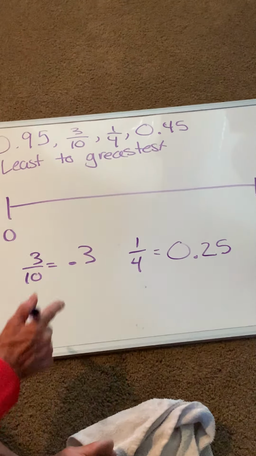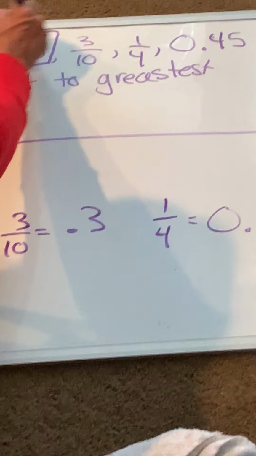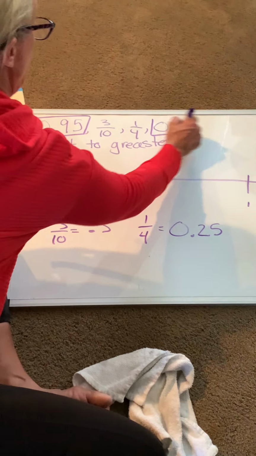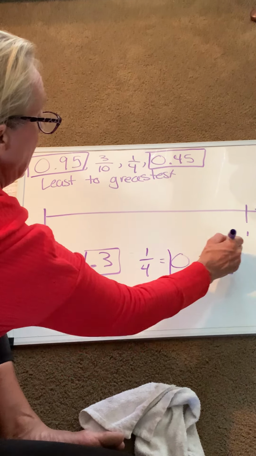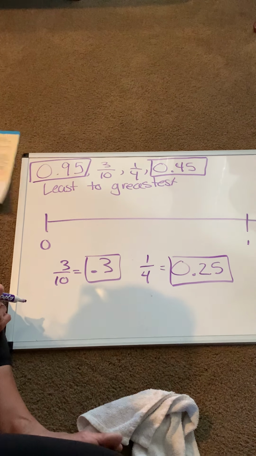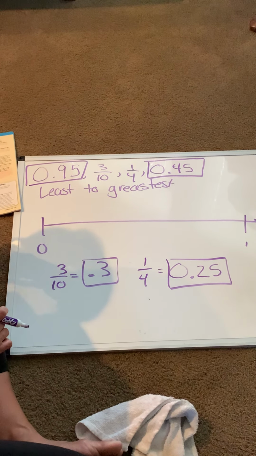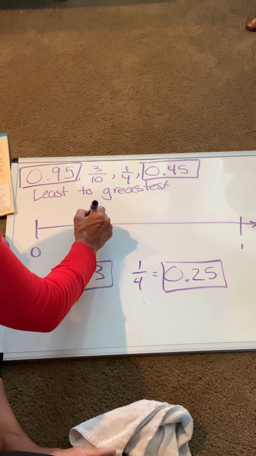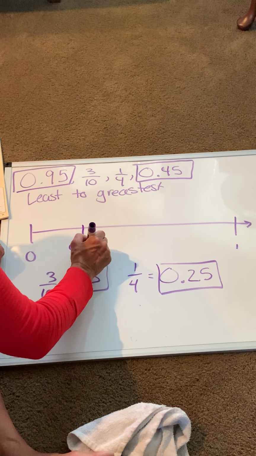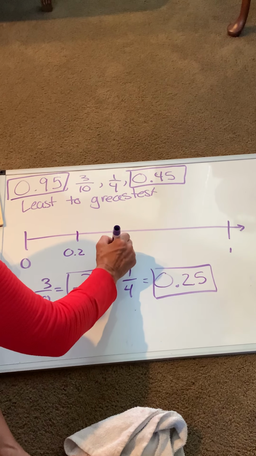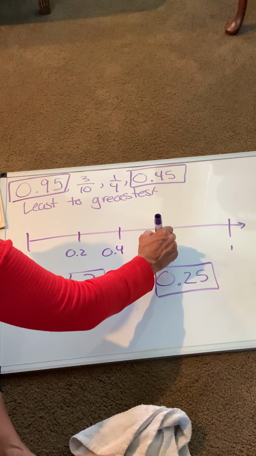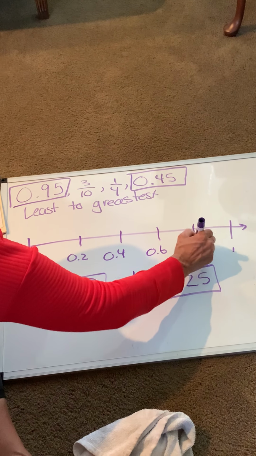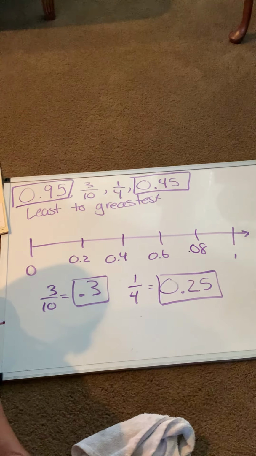Now I have my decimals. I have 95 hundredths, I have 45 hundredths, I have 3/10, and I have 25 hundredths. And I'm going to put those on the number line. They have shown you 2/10, 4/10, 6/10, 8/10, and 1/2. So with these benchmarks, you can put your decimals on here, okay?